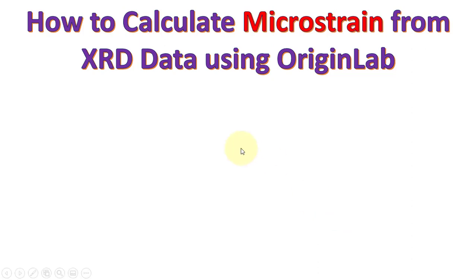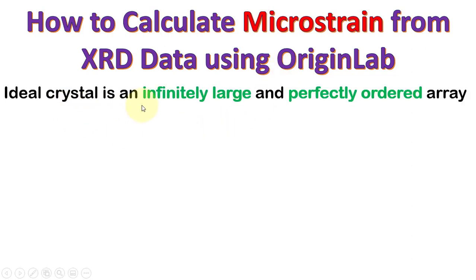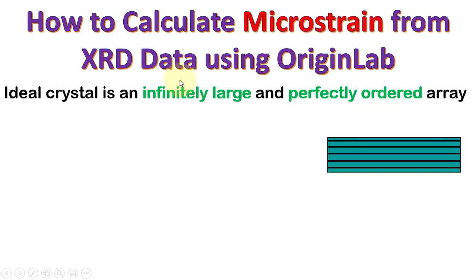In this video, we will discuss how to calculate microstrain from XRD data using Origin. We know that an ideal crystal is an infinitely large and perfectly ordered array. From infinite here we mean that with respect to X-ray wavelength, a few microns is considered as an infinite length.